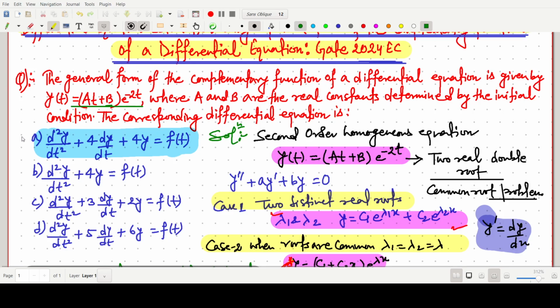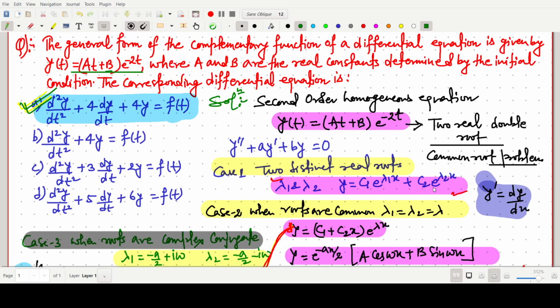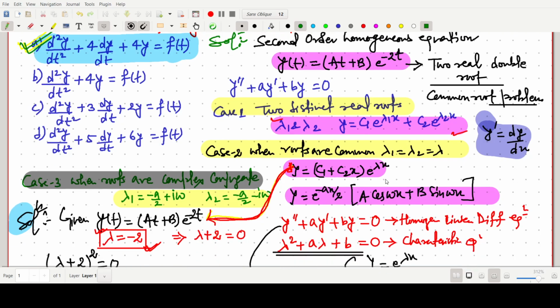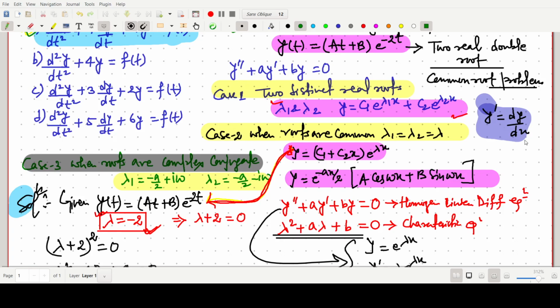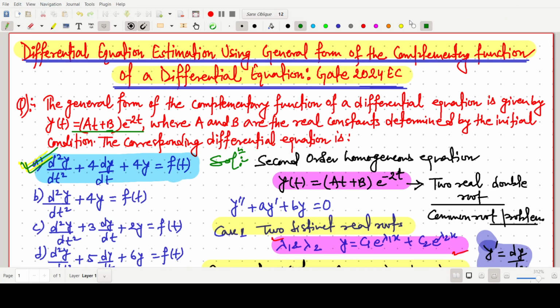The thing is that we have to be very careful about the theory of second order homogeneous differential equations, and we have to know this formula for common root. For the simple one, c1 e to the power lambda 1 x plus c2 e to the power lambda 2 x, the two roots are different. When the roots are common, it is c1 plus c2 x, e to the power lambda x. It should be t if we think in terms of t here, but here I am using dy by dx.